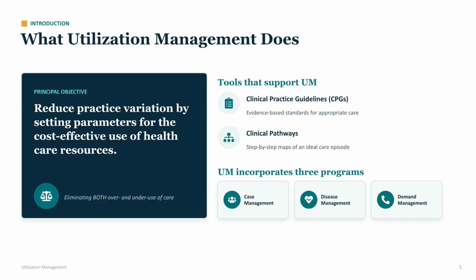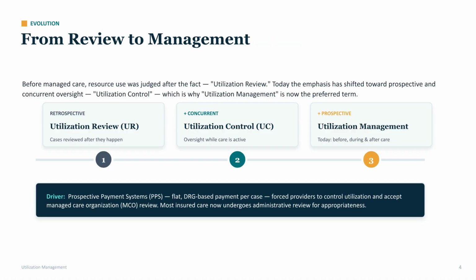By using clinical practice guidelines and pathways, the organization ensures resources are used cost-effectively and patients receive the most appropriate care. The evolution of this field shows a shift from retrospective review to active management. Prospective payment systems like DRGs were the primary driver, forcing providers to control costs and embrace administrative review for appropriateness.